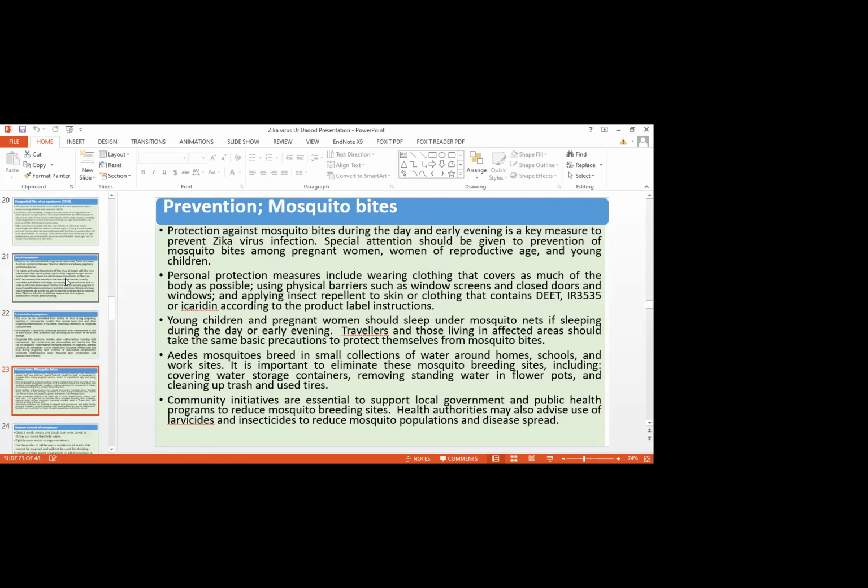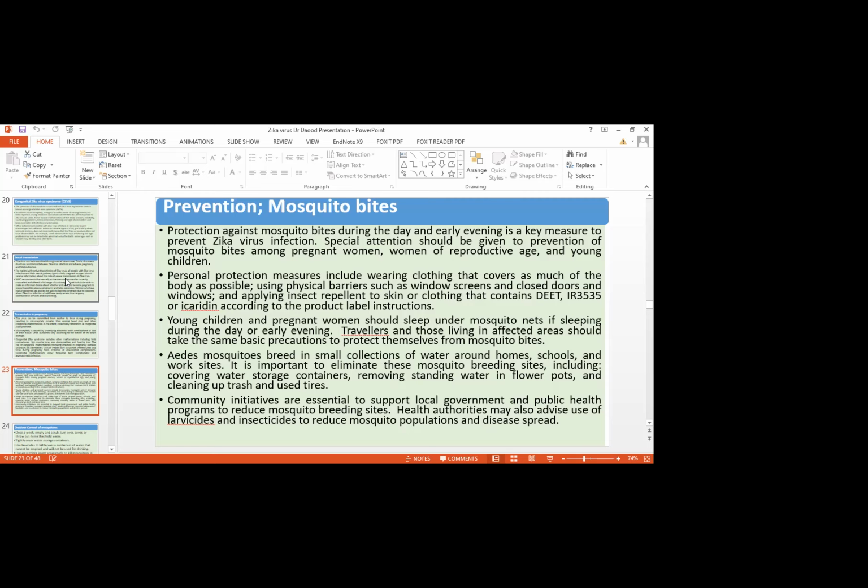Prevention of Zika virus starts with preventing mosquito bites. Protection against mosquito bites during the day and early evening is the key measure to prevent Zika virus. Special attention should be given to mosquito bites among pregnant women and women of reproductive and childbearing age.